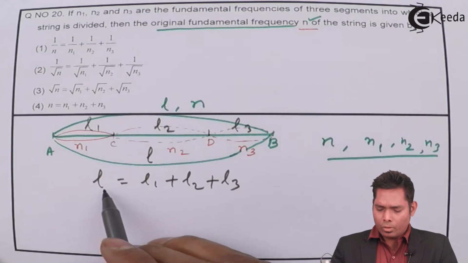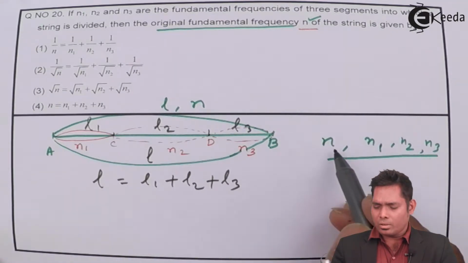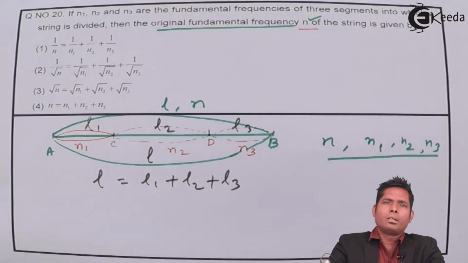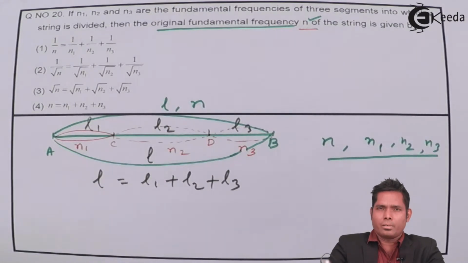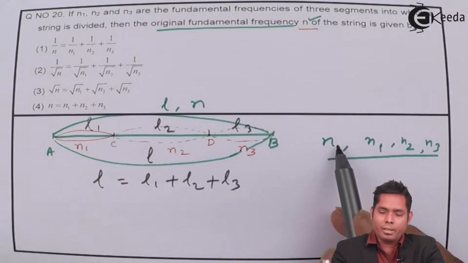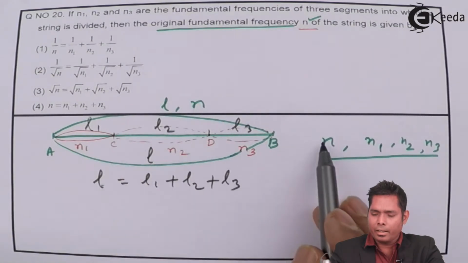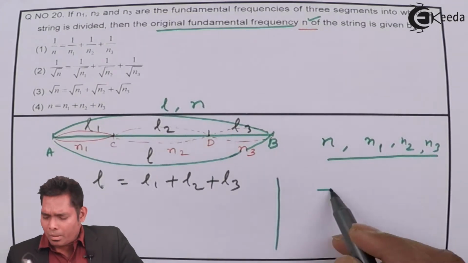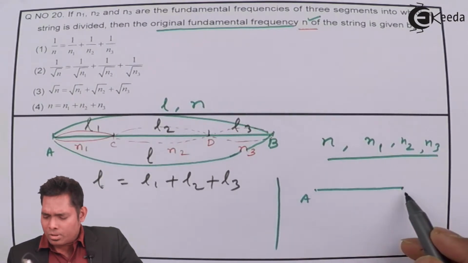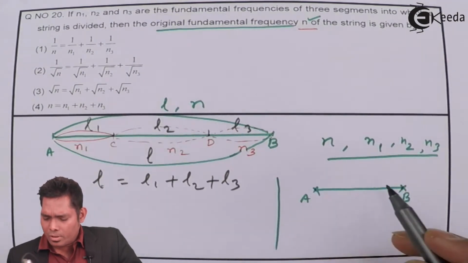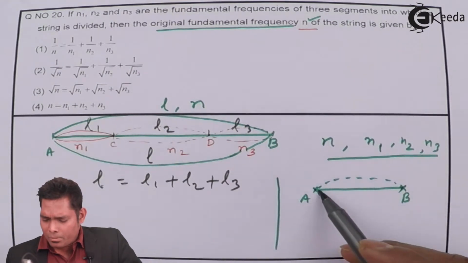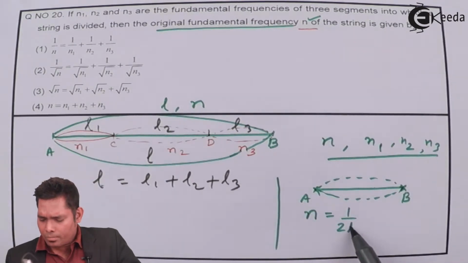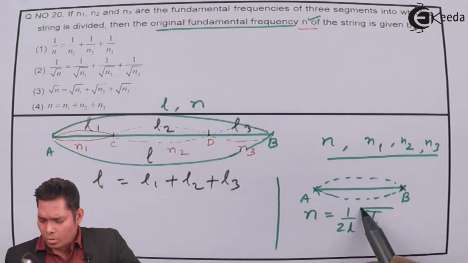Now what we'll do? We'll use this relation and reach the relations of N, N1, N2, N3. That means there must be some formula to relate L with N. If you can relate L and N, you must have a relationship between L and N. To have the relationship among L and N, we know that for any vibrating string fixed at both ends, this is the fundamental frequency, and it can be written as N equals 1 over 2L times the square root of T over mu.